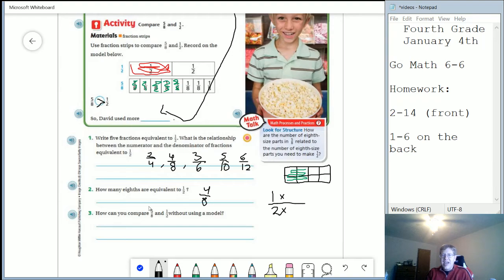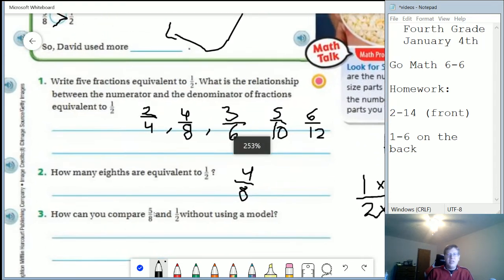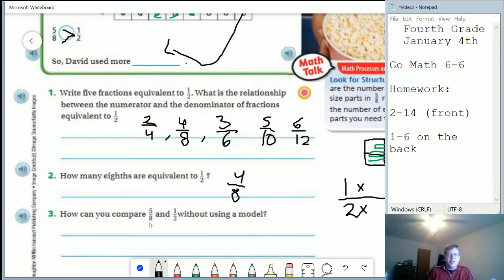So if I have 5/8, I could probably zoom in a little bit more, sorry. 5/8 is going to be larger than 1/2. If I only had 3/8, I'm not all the way up to 4 parts out of 8, so it's going to be smaller than 1/2. So I can go ahead and compare to that benchmark by using that kind of thing.